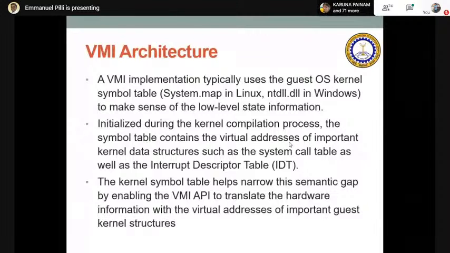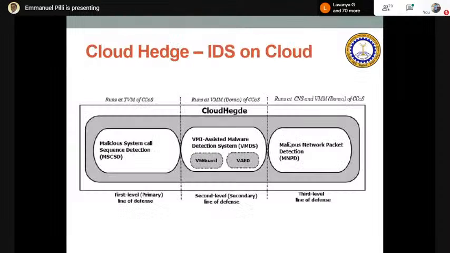The kernel symbol table helps narrow the semantic gap by enabling the VMI API to translate the hardware information to virtual addresses of important guest kernel structures. So the guest kernel structures give you information about which symbol table is referred to and what kind of content is in it, so that can be obtained. So this is the basic introduction to that.